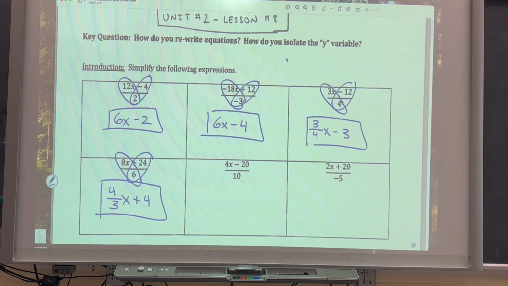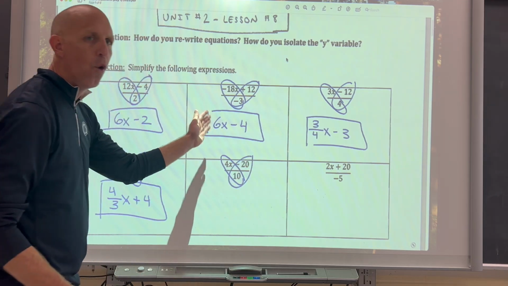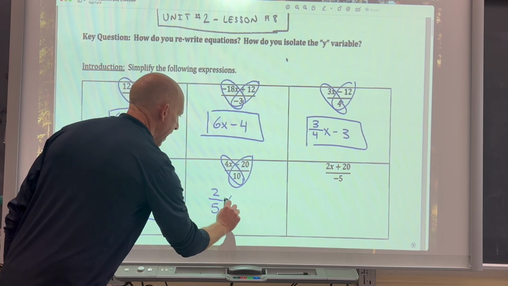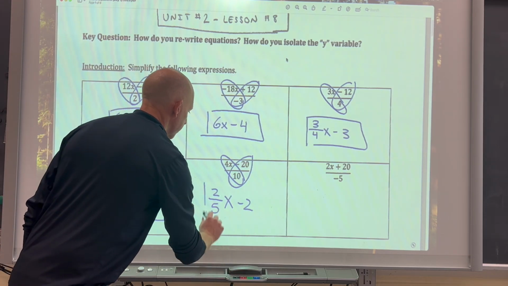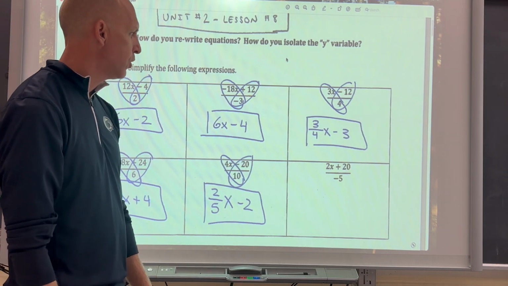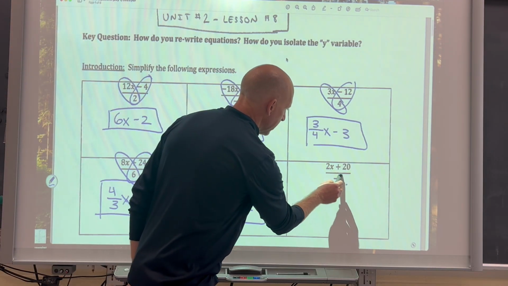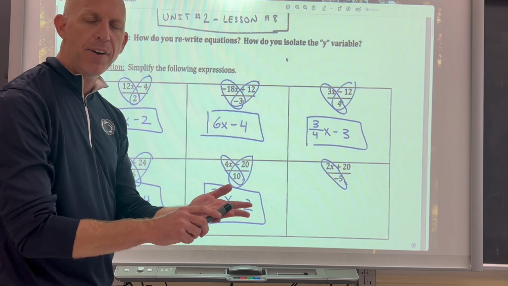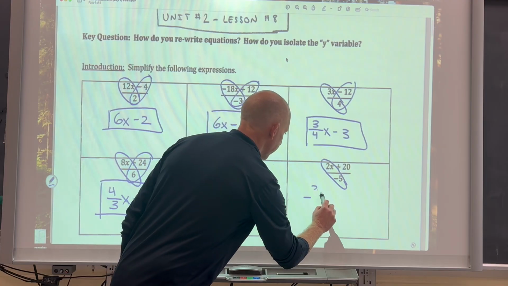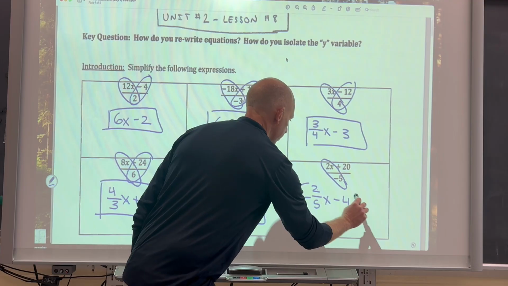4x minus 20 divided by 10. Again, both terms divided by 10. 4/10 simplifies to 2/5 x minus 2. All right, last one here. 2x plus 20 divided by negative 5. 2x divided by negative 5, a positive divided by a negative, will give me a negative, keep it a fraction, negative 2/5 x minus 4. Final answer.